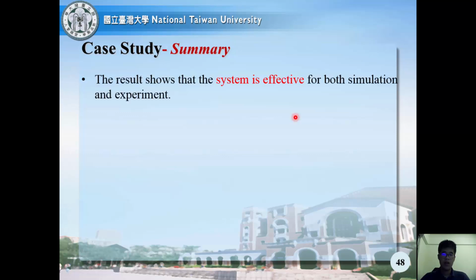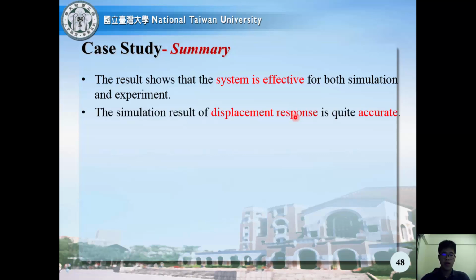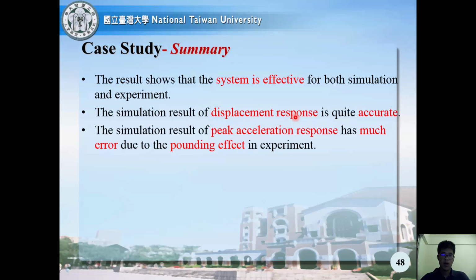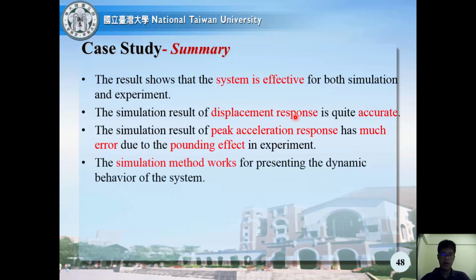So here is my summary. First of all, the result shows that the system is effective in both simulation and experiment. Second, the simulation result of displacement response is quite accurate. Third, the simulation result of peak acceleration response has much error due to the pounding effect in the experiment, because we neglect the pounding effect in our simulation method. And finally, the simulation method works for representing the dynamic behavior of our system.